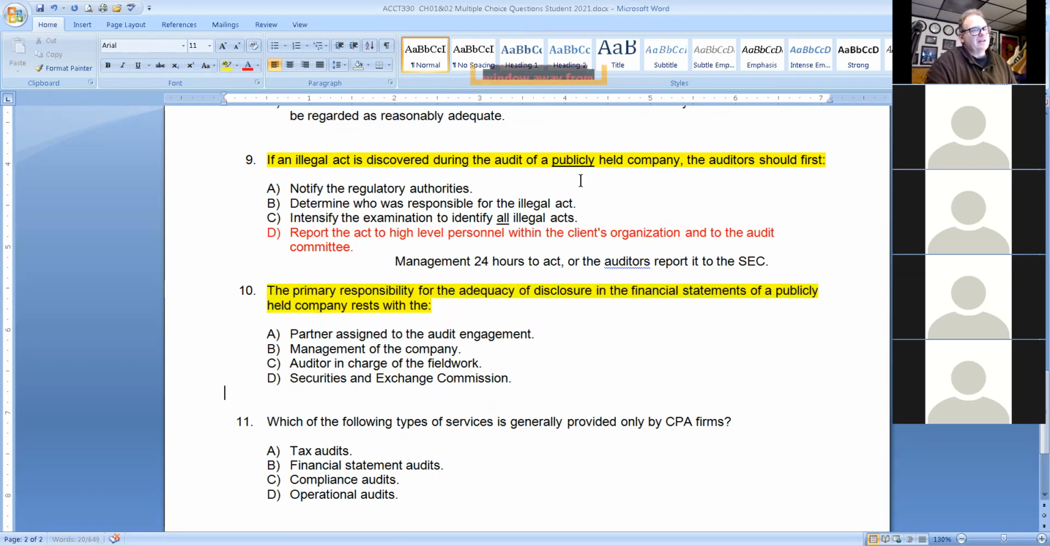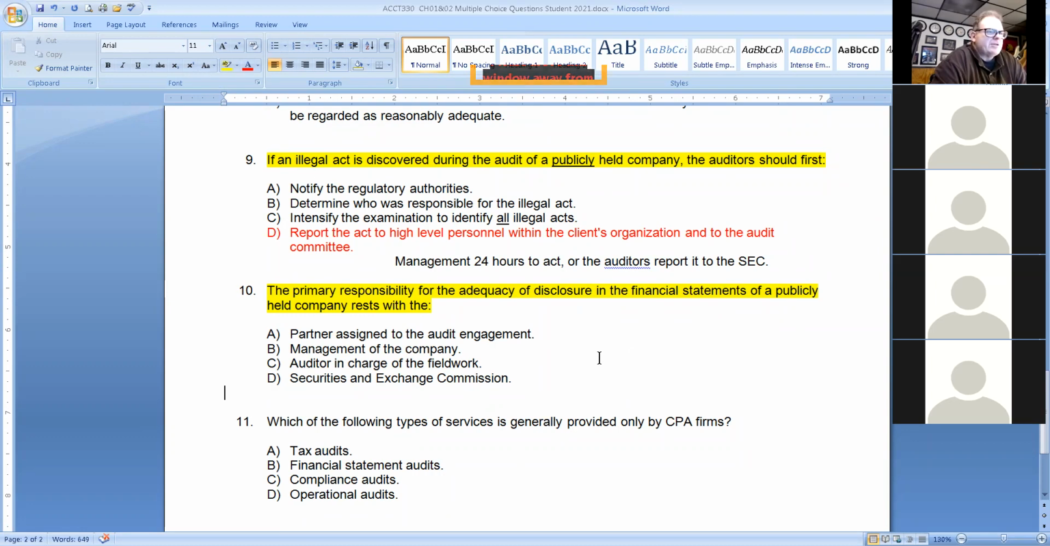But if it is publicly traded though, they got 24 hours. If they don't act on the information, go to the SEC. And you have to go to the SEC on it. If you don't go to the SEC, you're going to be the one in trouble along with the company.